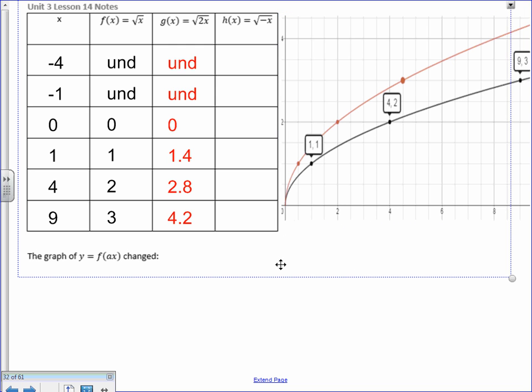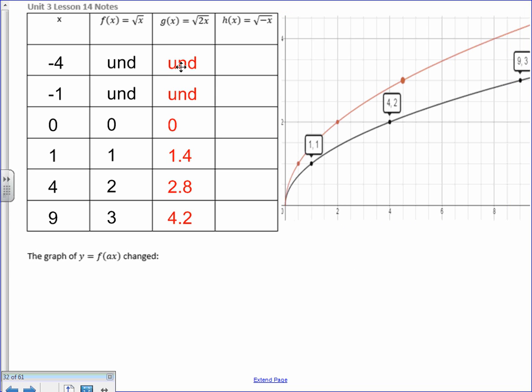Okay, there's g of x, and how we got that: plugged in -4, so it was square root of 2 times -4, or square root of -8. This one became square root of -2, both of those square roots undefined. Square root of 2 times 0, square root of 2 times 1, or square root of 2. This one became square root of 8, and square root of 18. So I'm just plugging all these x values right into this formula up here to get y values. And then I went ahead and I plotted my graph there.